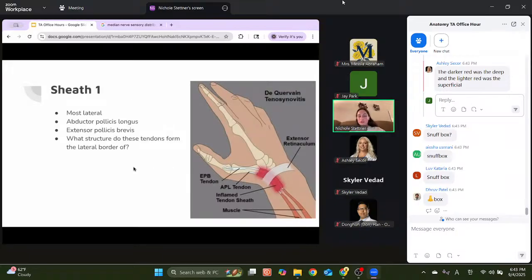So yeah, that's the snuff box, which is really important. I don't know if there's a question about the snuff box, but I'm just going to talk about it right now because I love talking snuff box. Snuff box is really important.